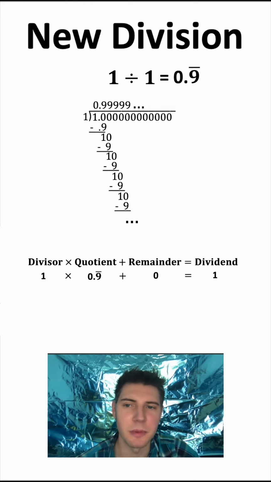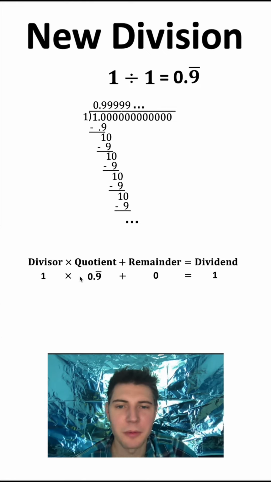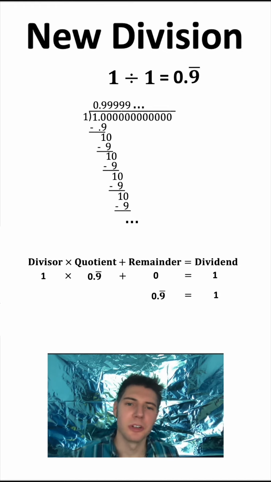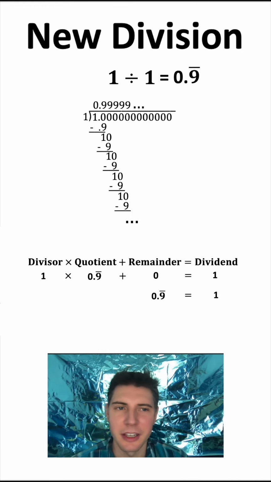And then our dividend needs to be equal to 1 on the inside. Well, 1 times 0.9 bar is just 0.9 bar, and then 0.9 bar plus 0 is just 0.9 bar. So we can conclude 0.9 bar equals 1. What I like about this demonstration so much, you can see those 9s accumulating and how they're taking care of the remainder. It gives some really cool insight into 0.9 bar repeating equals 1.